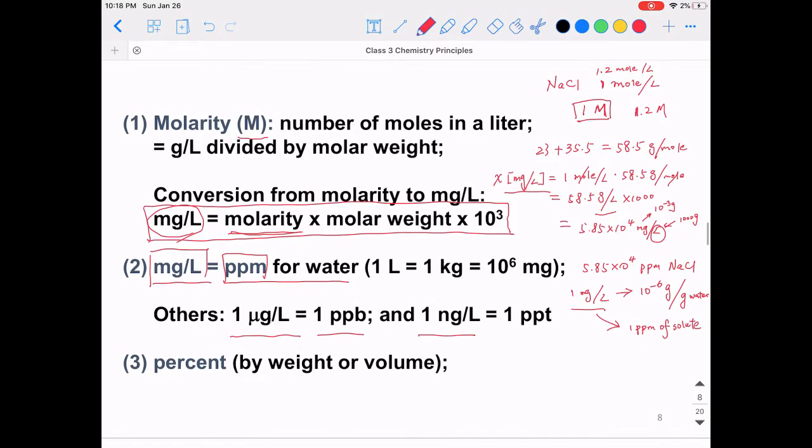So to represent the concentration of the solute in water or other species in water, we can also use the percent, and that can be either by weight or by volume. So if it's by weight, then we're talking about the fraction again. So for 1 ppm, in terms of weight, that means 10 to the negative 6 in terms of the mass fraction, right? And if we further represent that as percent, then that's going to be 10 to the negative 4%, right? Because 1% is 10 to the negative 2 in terms of the fraction.